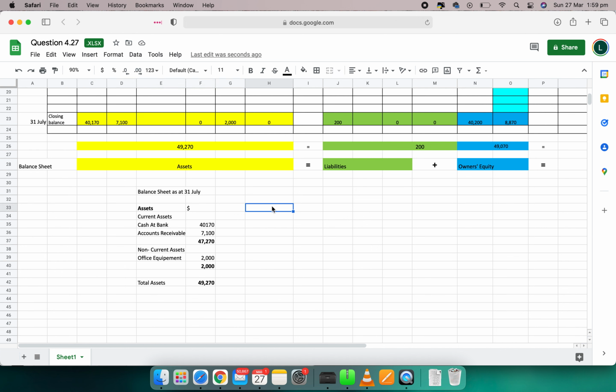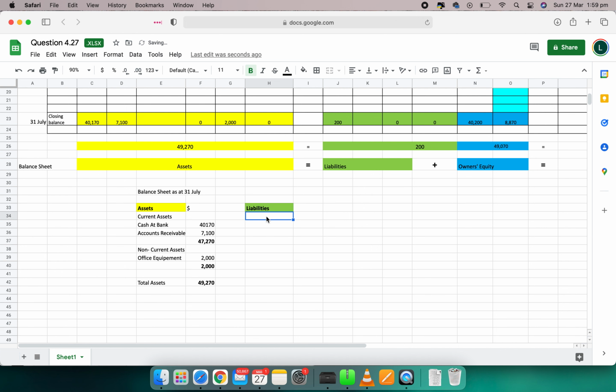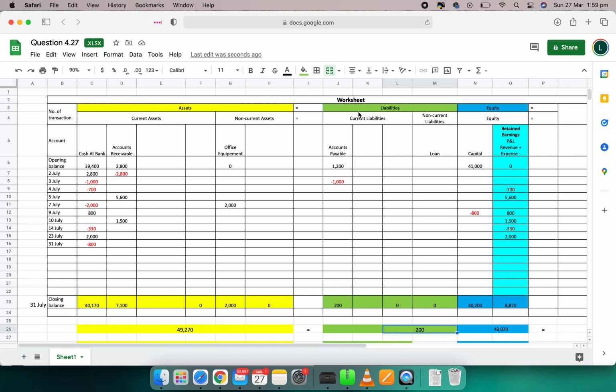All right, so we've done our first half, now we're doing our second half, which is our liabilities. What I might do is make that yellow just so we can color code everything. Liabilities. Let's make that green so you can see where I'm getting everything. So we know the total of liabilities has to be $200. If we jump up, we've got current liabilities and non-current liabilities. We've only got one account here under current liabilities. We don't have anything under non-current.